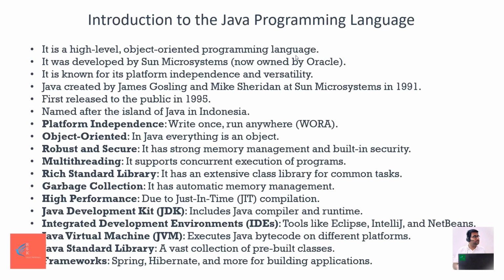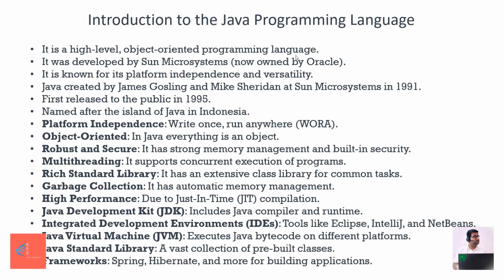Some key features of Java are: it is platform independent. You can write it once and run anywhere. For example, I can write it on the Windows operating system and I can run that code on the Linux operating system. Java is an object oriented programming language. In Java, everything is an object. Java is robust and secure. It has strong memory management and built-in security.